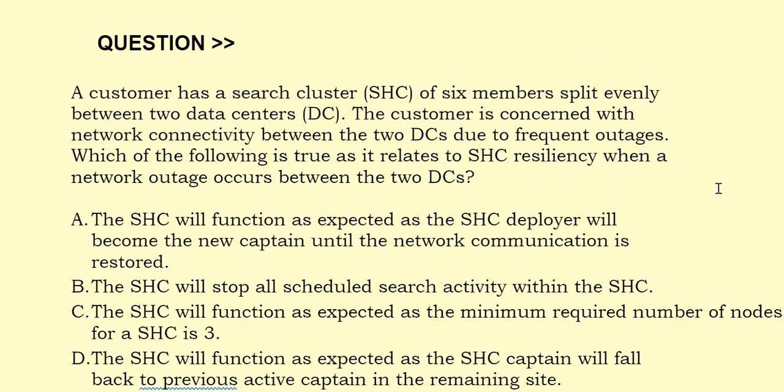A customer has a search cluster, SHC, of 6 members split evenly between the two data centers, DC. The customer is concerned with the network connectivity between the two DCs due to frequent outages. Which of the following is true as it relates to the SHC resiliency when the network outage occurs between the two DCs?